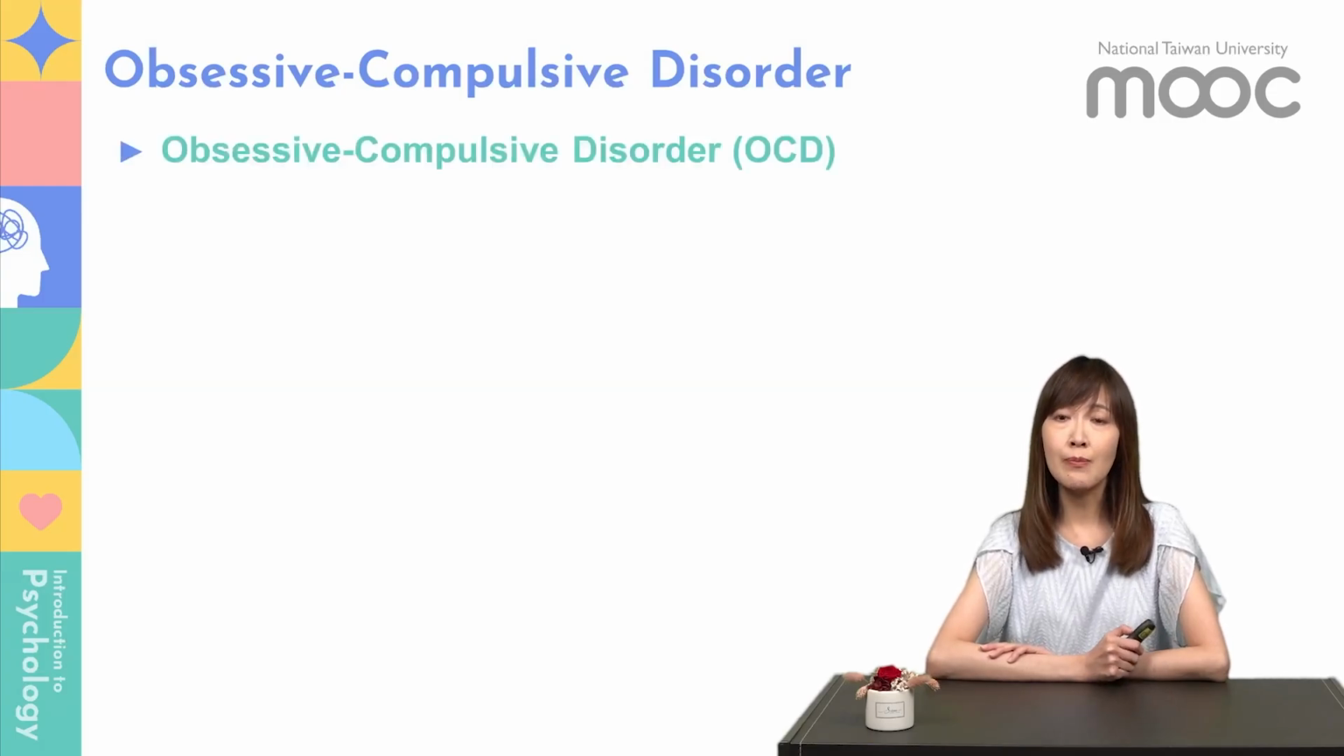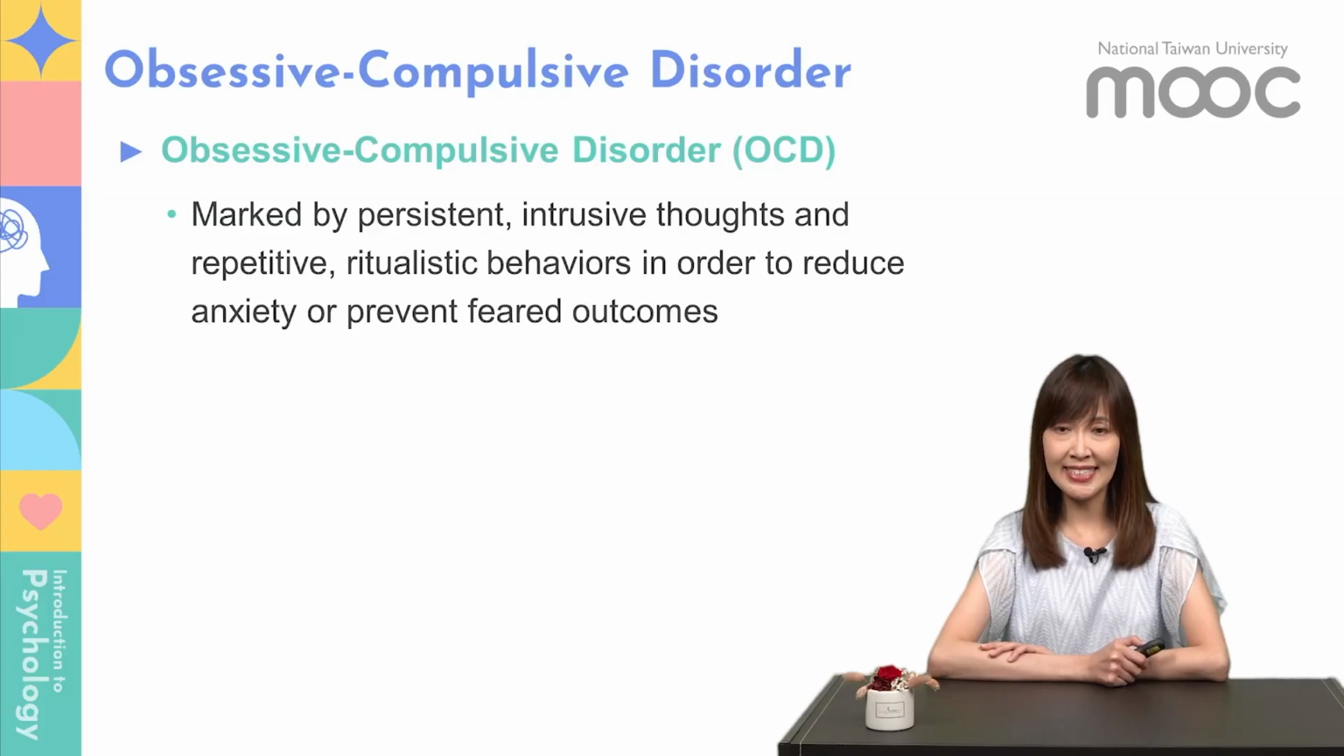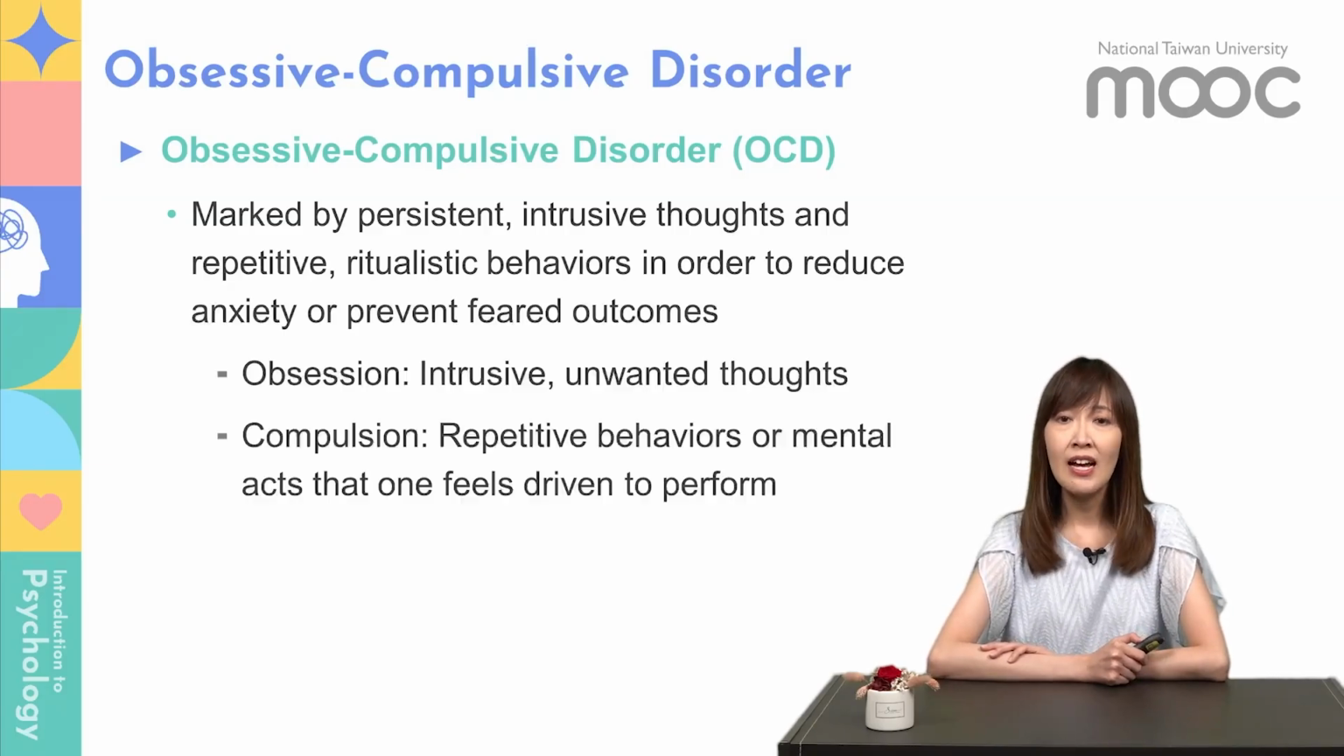Next, let's look at another anxiety disorder, which is OCD. OCD refers to obsessive compulsive disorder. It includes O and C, obsessions and compulsions. So what are they? Obsessions are intrusive and unwanted thoughts. So you may be thinking like, oh, did I lock the door? Did I turn off the stove? Did I close the window? Or did I turn off the faucet? You have those unwanted thoughts.